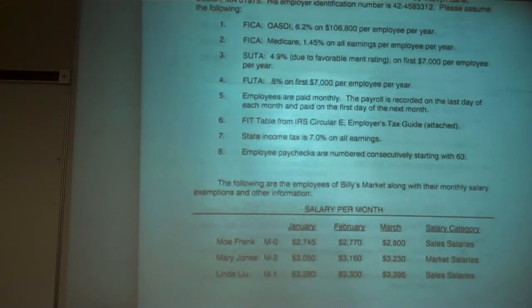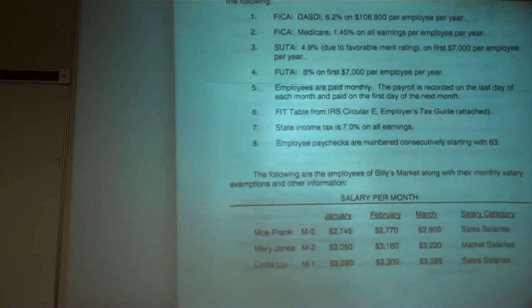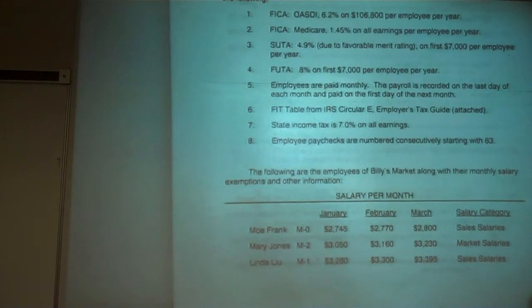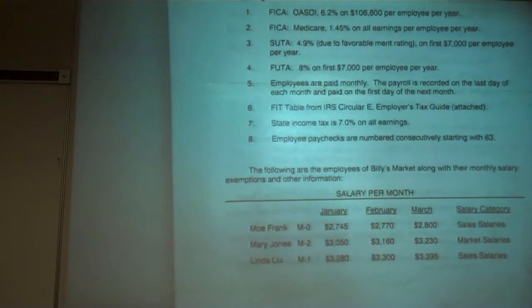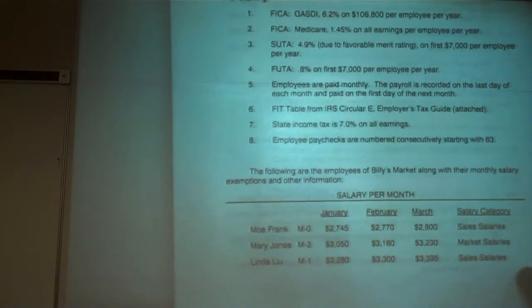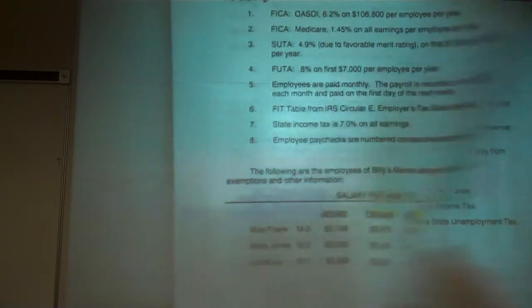The following are the employees of Billy's Market, along with their monthly salary exemptions and other information. Mo Frank, Mary Jones, and Linda Lou. They're all three married. Mo has 0 allowances, Mary has 2, Linda has 1. And you can see we have sales salaries and market salaries. Those are the only two. We have our January, February, and March payroll amounts.